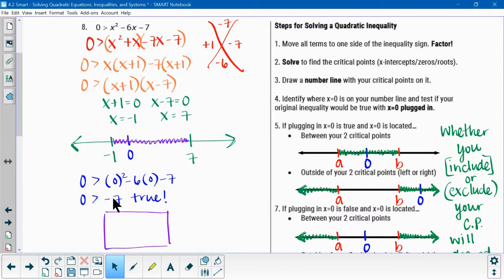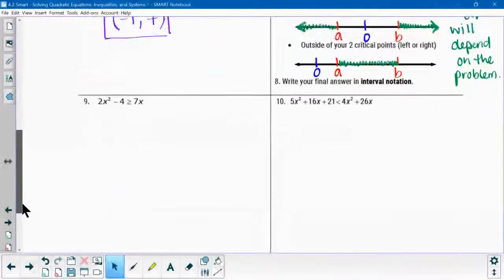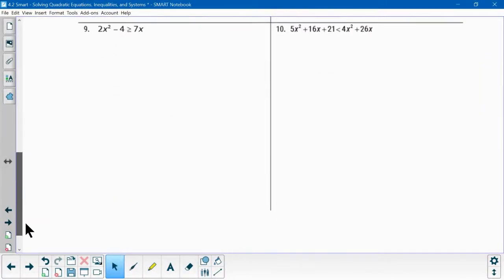And 0 is greater than -7, so it's true. So I'm going to shade everything inside, in between my two critical points. That's going to give me my final answer of -1 to 7, parentheses only, because my original inequality has no equal to sign.